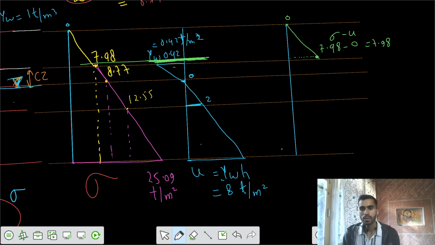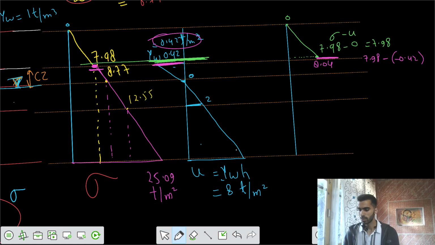Now let's go inside. We are going to cut the section just after that. At that location, we are having 7.98 as the effective stress. Then we have to subtract the pore water pressure. At that level, pore water pressure is minus 0.42. So the final value would be increasing by this amount, such that your effective stress increases. So the final value here is equal to 8.04.